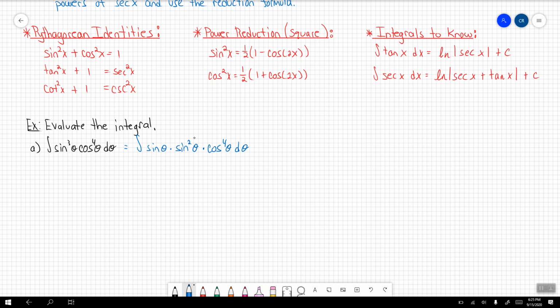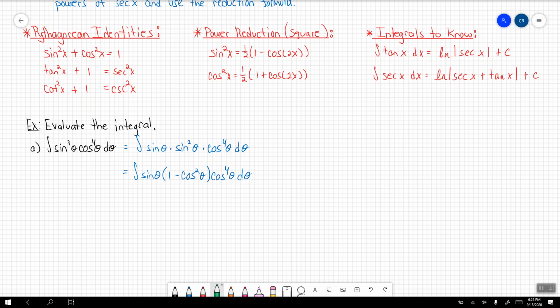Now we're going to make our replacement for that Pythagorean identity. That Pythagorean identity will then be here: sine of theta multiplied by 1 minus cosine squared theta multiplied by cosine to the fourth theta d theta. Now is when we can make the substitution. So we now go through the whole substitution process.